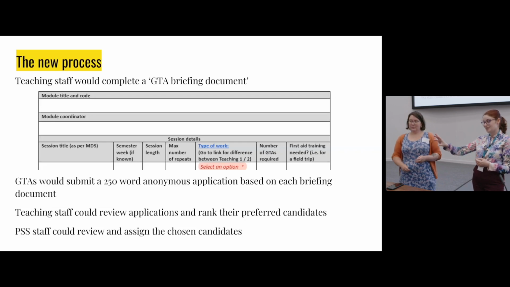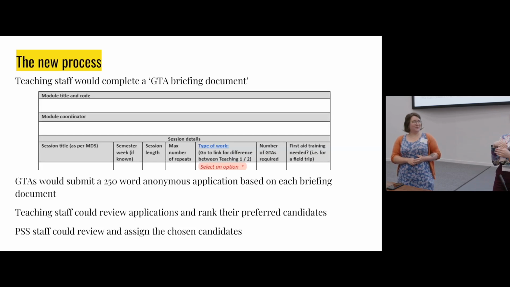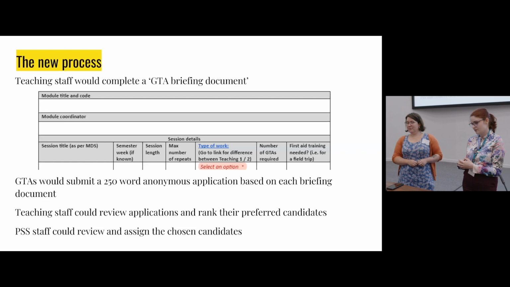So it has, you can't see on there, but it has a section for experience and skills required for these modules. So we decided that GTAs would submit a 250-word anonymous application based on these briefing documents. We decided it would be anonymous so that it would avoid any unconscious bias, conscious bias or favoritism that we were seeing previously, and then we would carry on the recruitment process as normal.